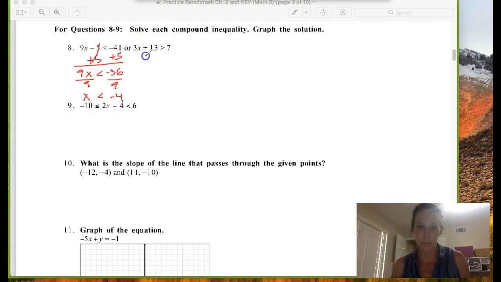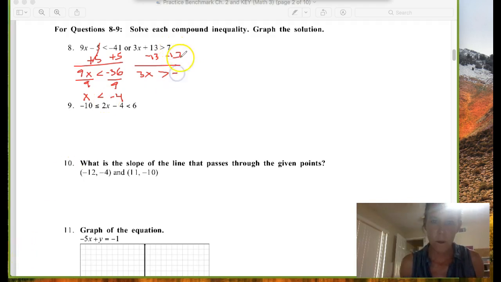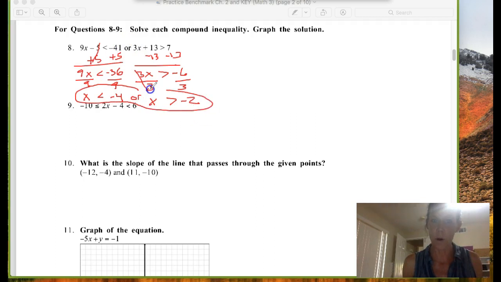Let's solve this side. Subtract 13 to both sides. Bring it down. And 7 minus 13 is negative 6. Divide by 3 on both sides, and you're going to get, I didn't divide by a negative, so I do not flip that sign. X is greater than or equal to negative 2. This is an or, so I have two solutions, this or this.